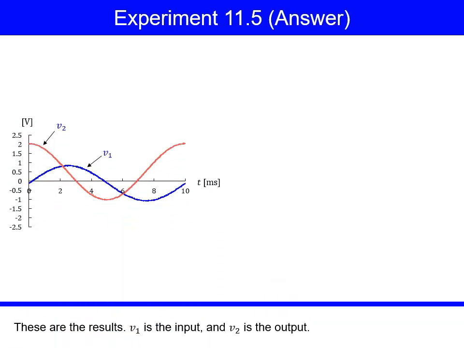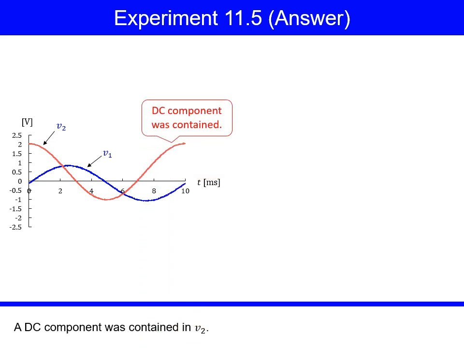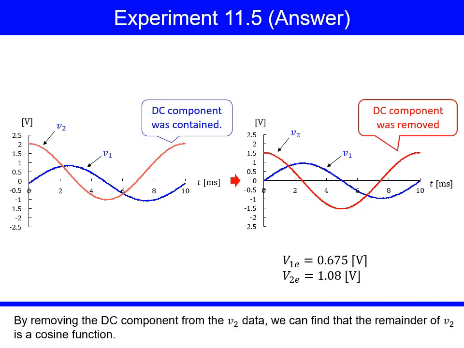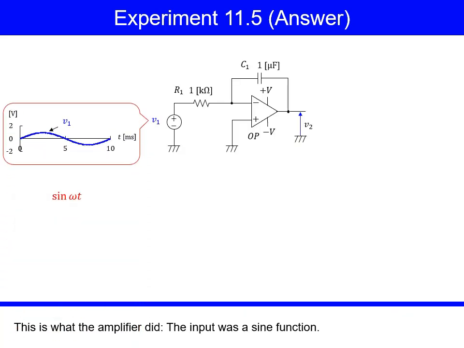These are the results. V1 is the input, and V2 is the output. A DC component was contained in V2. By removing the DC component from the V2 data, we can find that the remainder of V2 is a cosine function. This is what the amplifier did.